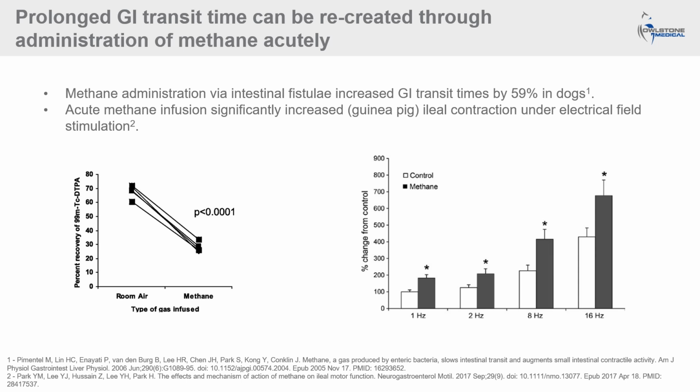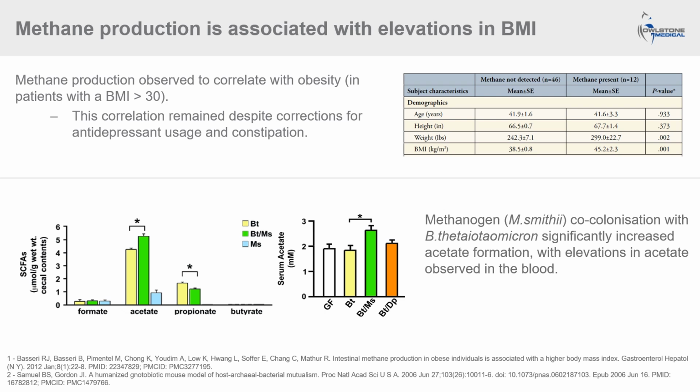Moving on next to our second case study, correlations between methane production and BMI. There have been about 7 papers over the last 20 years or so which look at breath methane levels and BMI, some at baseline and some after a lactulose challenge. 5 out of those 7 papers found a significant correlation that higher BMI correlates with higher breath methane, such as this paper from Basari et al., demonstrating an increase in BMI for methane producers versus non-methane producers.